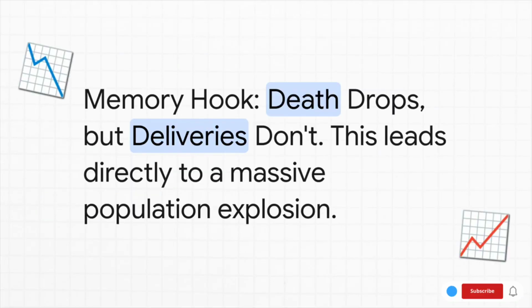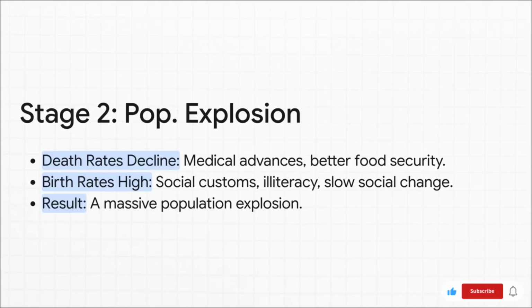Okay, let's move on to stage 2. And listen up, because this one is absolutely crucial for understanding the challenges that countries like India have faced. The memory hook is super simple, but so effective. Death drops, but deliveries don't. Okay, so what's the big deal here? It's all about this massive gap that suddenly opens up.